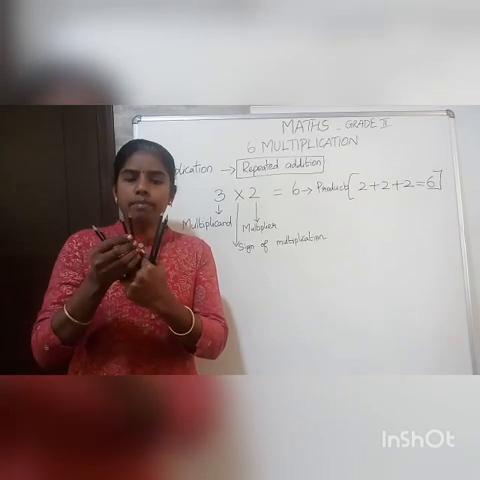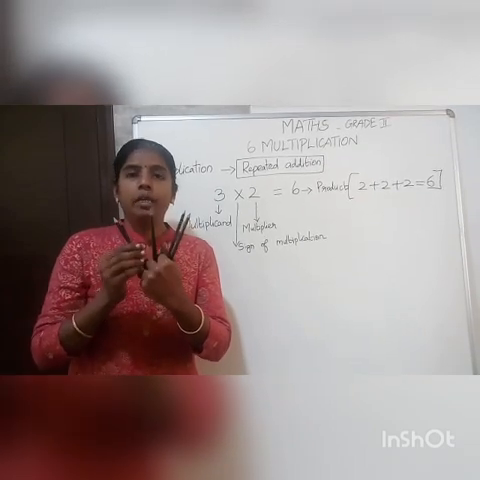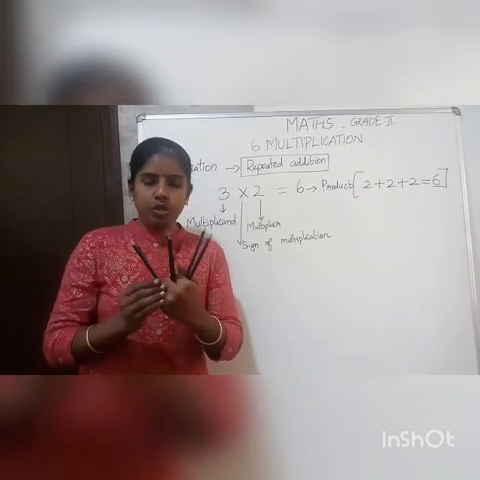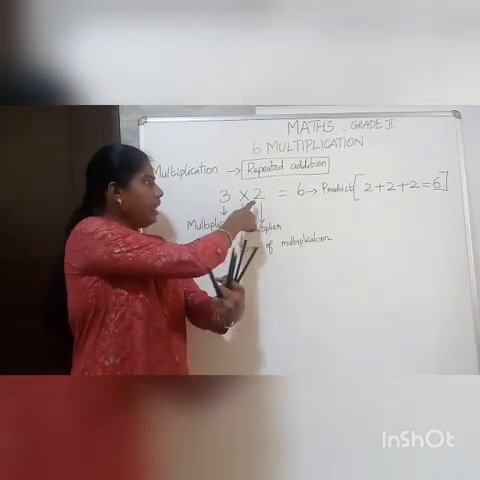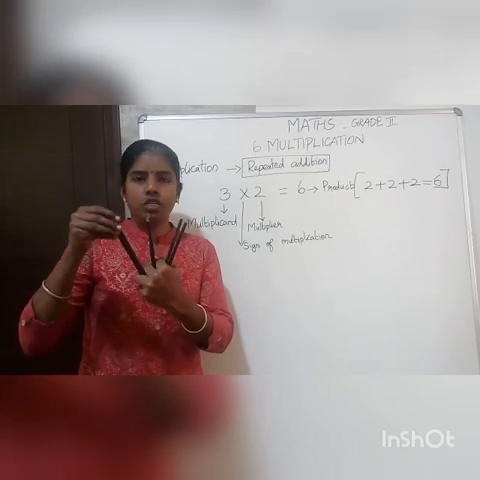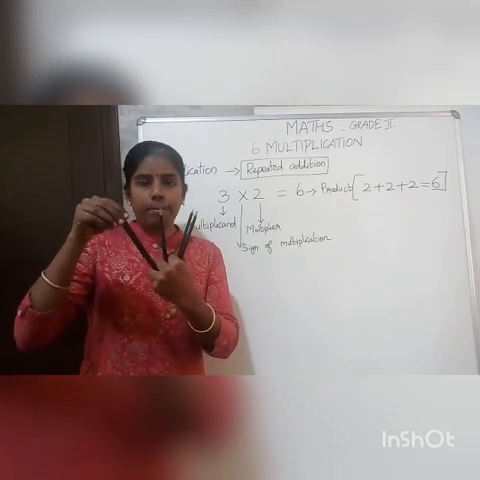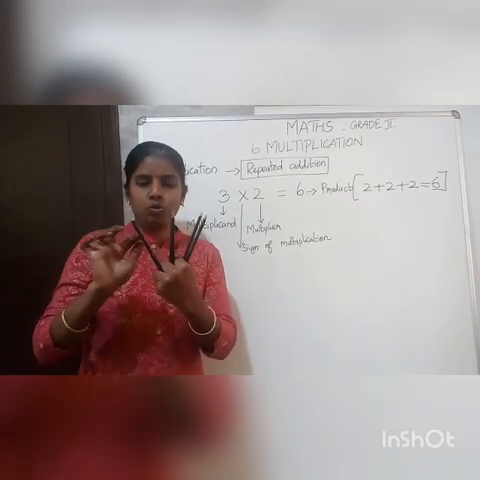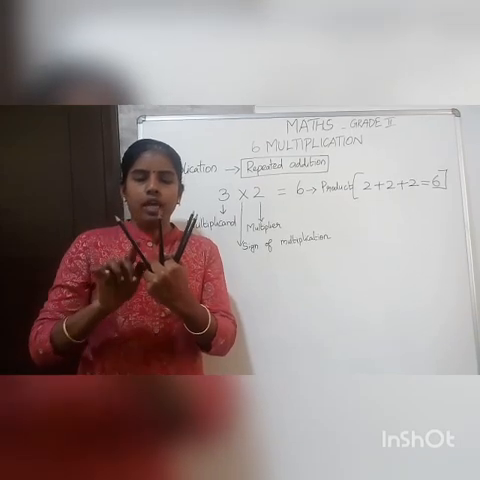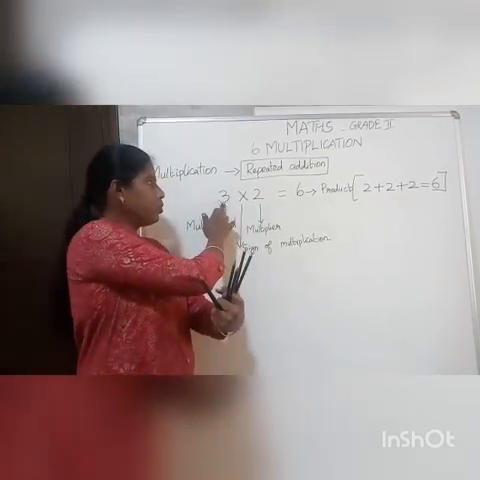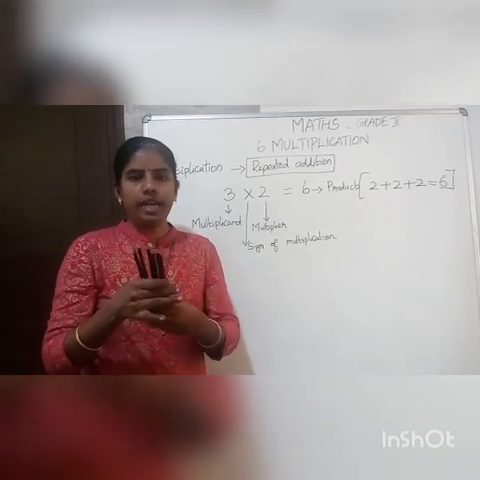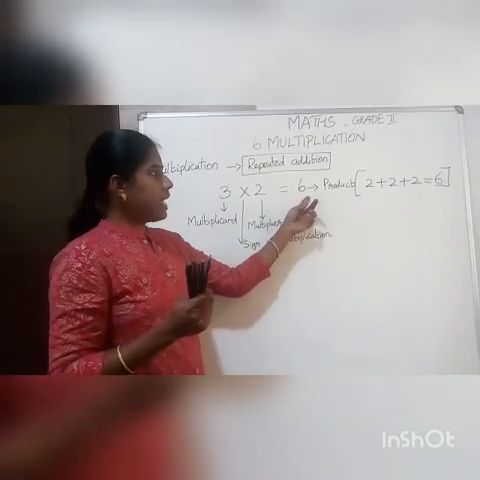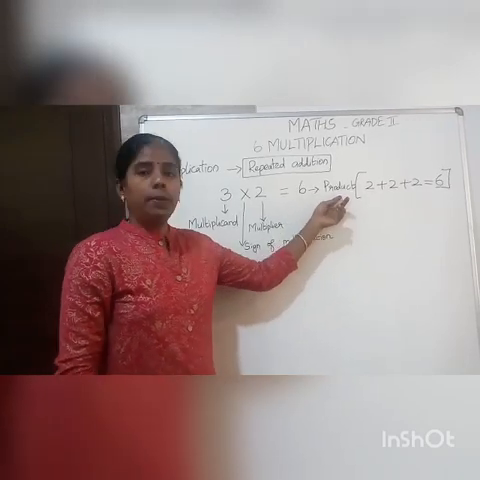So this is multiplication, or the repeated addition that we do. 3 groups, which is 3 times, and this 2 is the number of pencils in each group. So 2 pencils in each group, 3 times. We have 3 groups. So 3 into 2, when we add it together as repeated addition, we get 6 as the answer or the product.